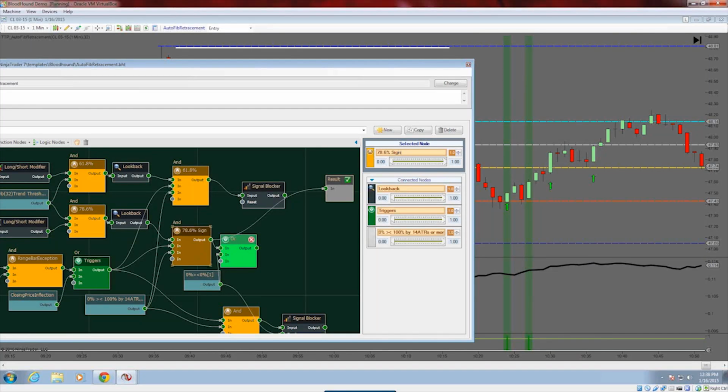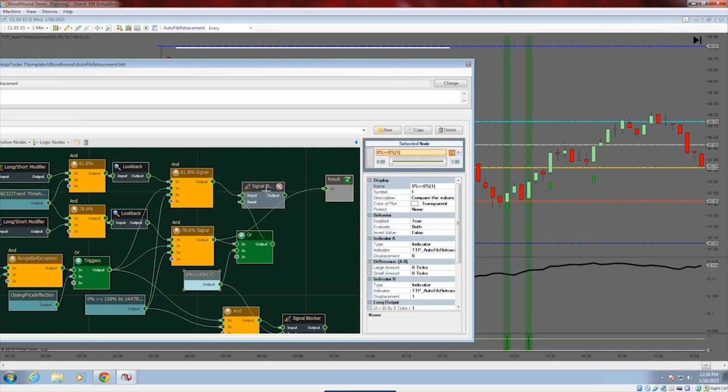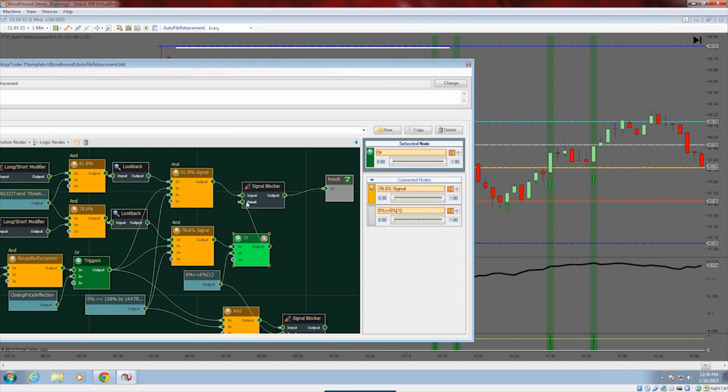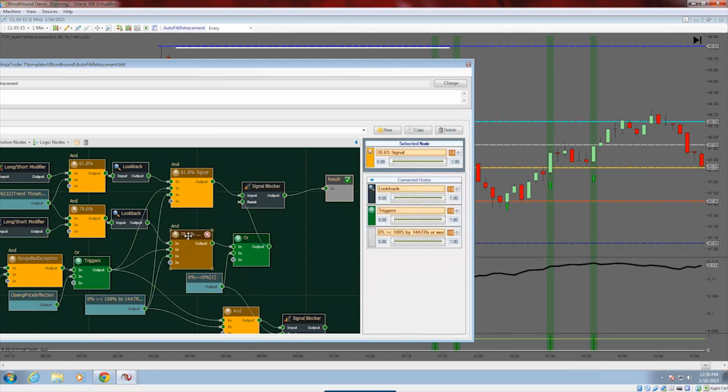Let me just write that out. 61.8 signal. Yeah, I think this is going to end up being much better than what I had originally wanted to show. Okay, so this will be the reset, and we're going to block, let's just set it to 1,000. Really, all we're worried about doing is resetting the signal blocker from these resets, from these two signals, from the output from this solver and the output from the 78.6 signal.